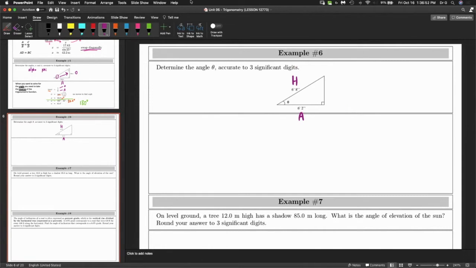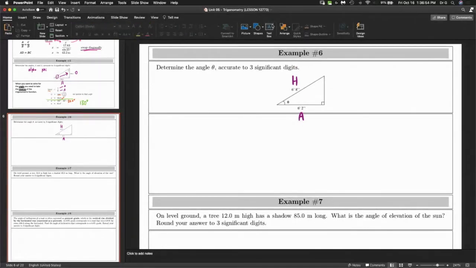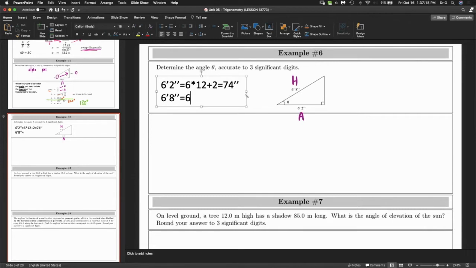Now, I don't know about you, but we got to fix that feet and inches garbage because it's not working for us. So just remember, 6 feet 2 inches is the same as 6 times 12 plus 2, which, if I remember correctly, is 74. And the other one, 6 feet 8 inches is the same as 6 times 12 plus 8, so 80, I think. Pretty sure those are right. I checked them earlier.